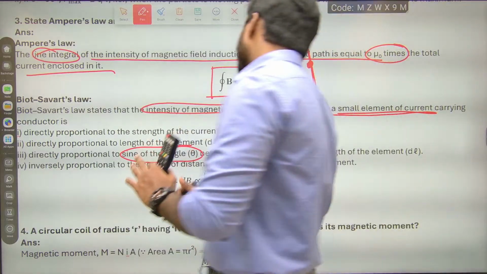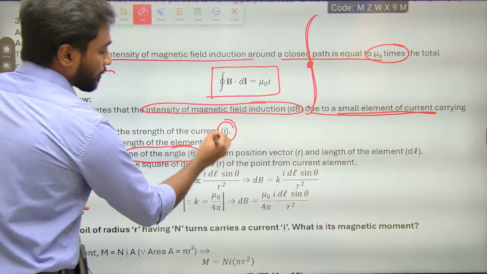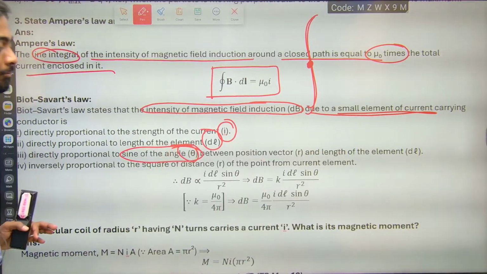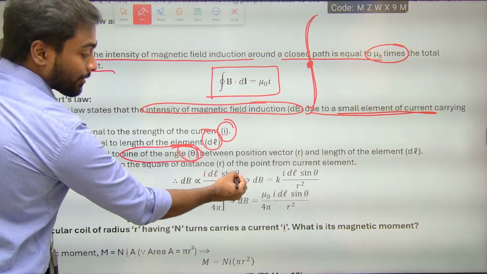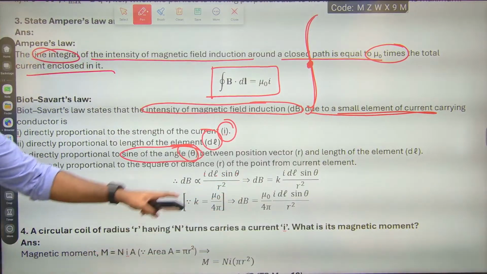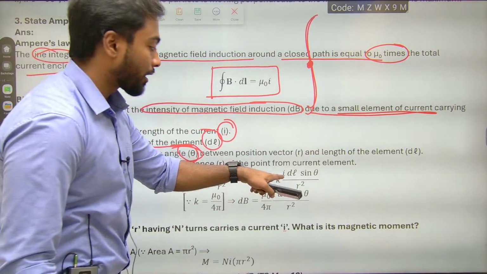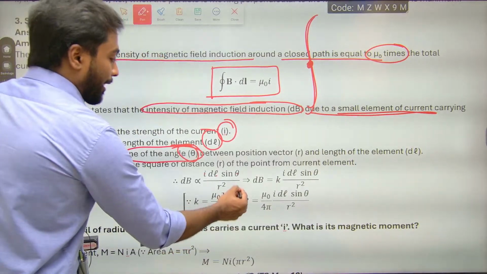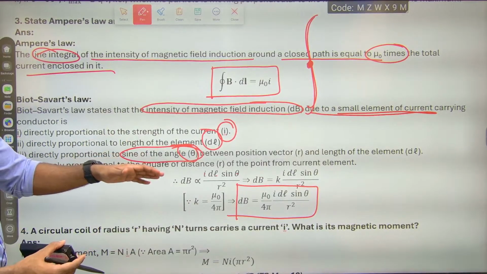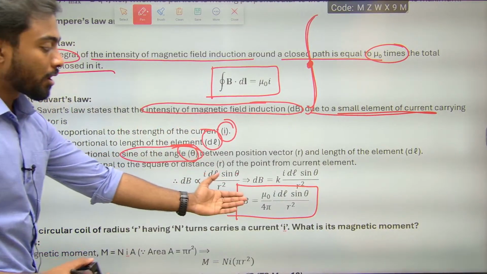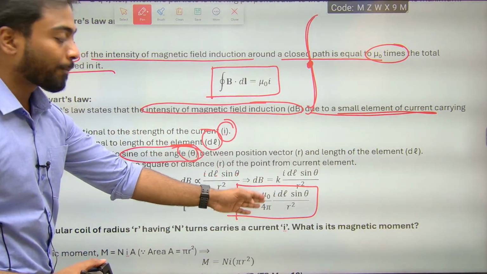So which means directly proportional to I, dl and the angle theta. So dB is directly proportional to I into dl into sine theta by r square. To remove the proportionality, we are adding a constant called k. So the formula is magnetic field induction is equal to mu naught I dl sine theta by 4 pi r square.